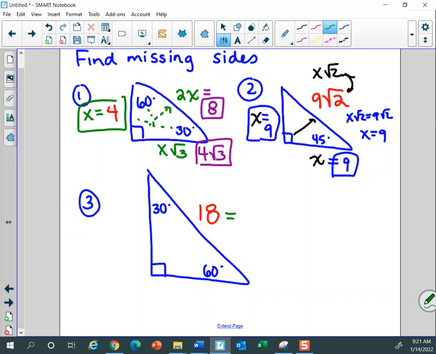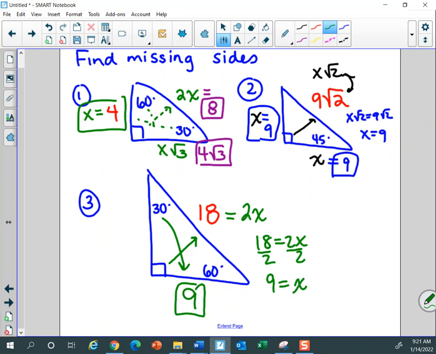18 across from the 90, he's my 2x side. So my 30 side will be 9. If 18 is 2x, that means the x side is 9. And so the x root 3 side is 9 root 3.